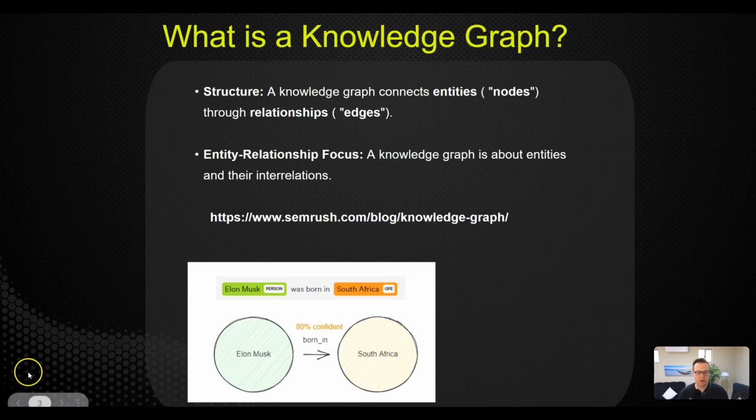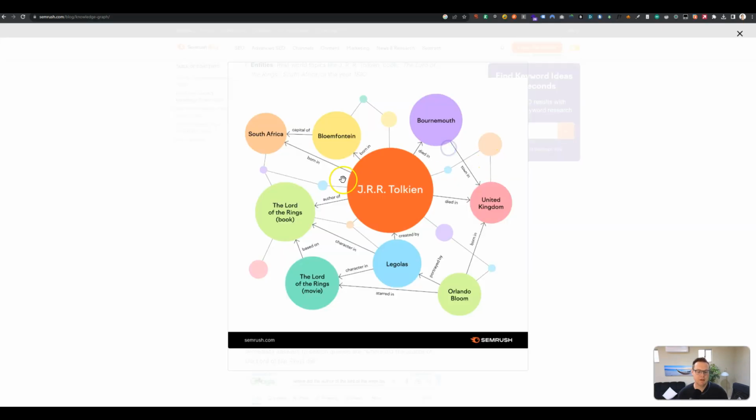Let's open up SEMrush here and have a look at what their blog says about knowledge graphs. So we have this example here from SEMrush's knowledge graph about J.R.R. Tolkien, the author of Lord of the Rings. You can see here that the edge is connecting the two nodes, J.R.R. Tolkien and Lord of the Rings, with "author of." And then you can also see that Tolkien was born in South Africa, or Bloemfontein, which is the capital of South Africa, and died in Bournemouth, which is a town in the UK.